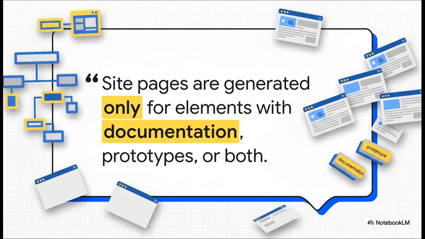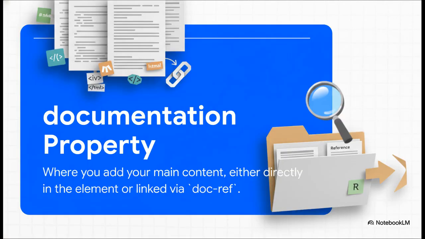Now, this is a really important rule to remember. Not every single shape on your diagram is going to become a web page. A page only gets generated if an element actually has content, specifically if you've added a documentation property. And this is actually a really smart feature. It keeps your final website clean and focused only on the parts of your system that you've taken the time to document. So let's look a little closer at that documentation property.